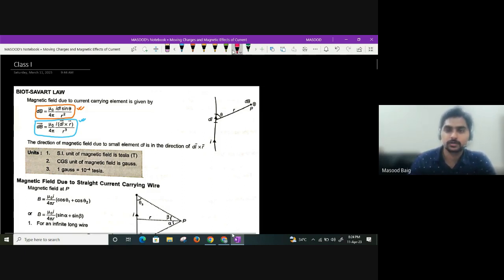Yes or no, everyone? In the same manner, the SI unit of magnetic field is given by Tesla. CGS unit will happen to be Gauss. And one Gauss will be 10 power minus 4 Tesla. One Gauss will be 10 power minus 4 Tesla.